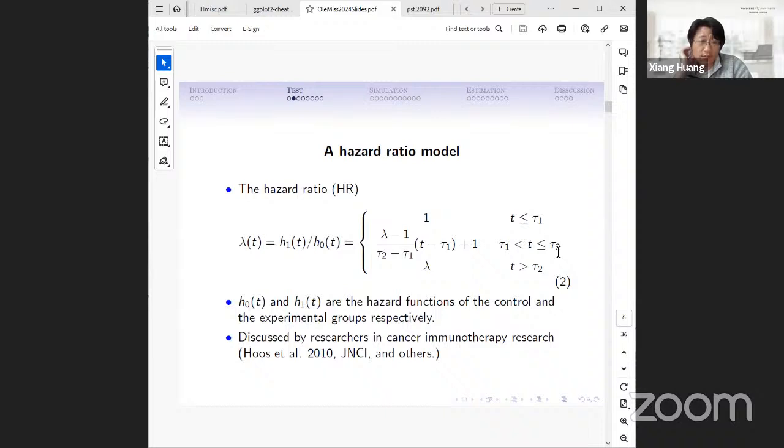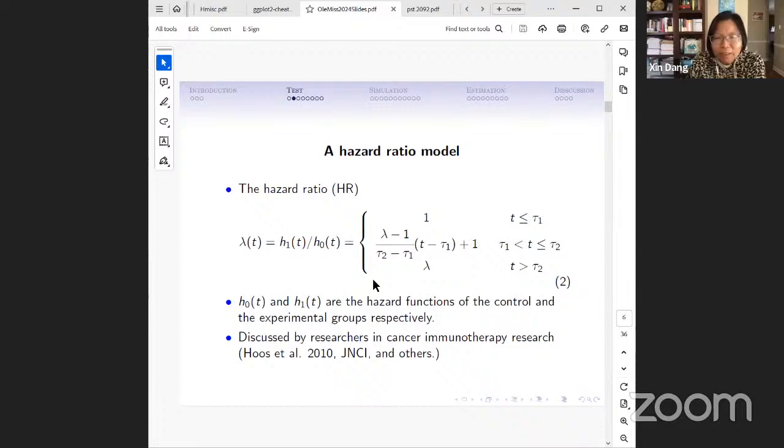period, so that the hazard ratio is smoothly changing from 1 to lambda. Eventually, after time tau 2, the treatment effect will take effect fully. So basically, this is an approximation, but it's a plausible model to model the delayed treatment effect.